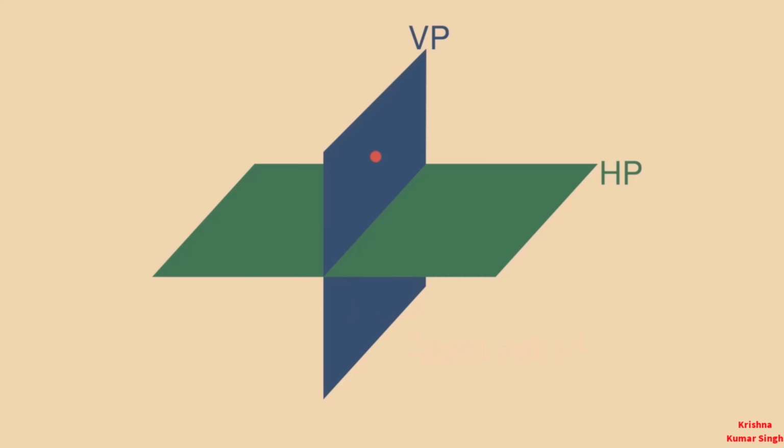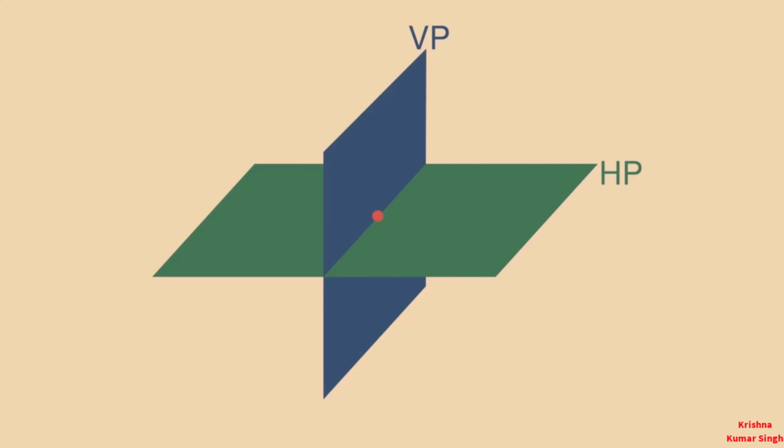A point lies on the VP and above HP. A point lies on the HP and behind VP. A point lies on VP and below HP. A point lies on HP and in front of VP. Point lies both on HP and VP.